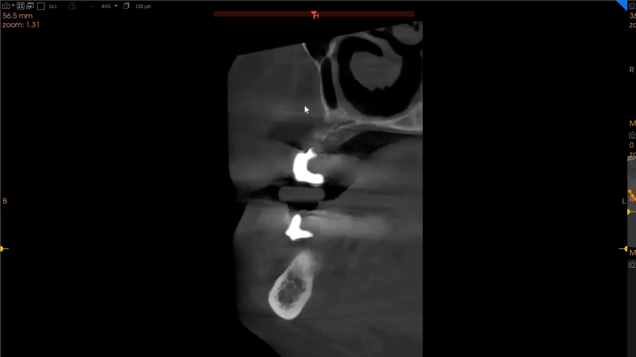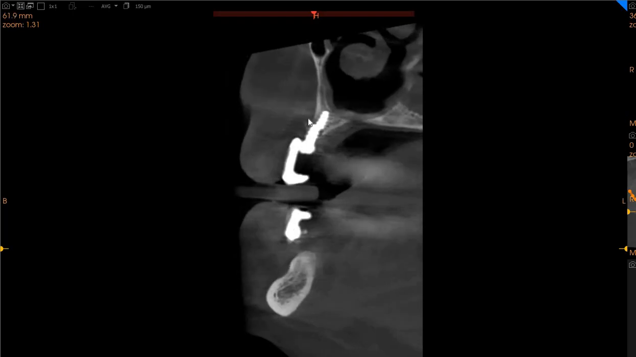This is the region of the five. Again, no bone can be seen here. Absolutely weak bone. It's very paper thin. Moving to the implant in the middle, it's also fractured with very limited bone available here.